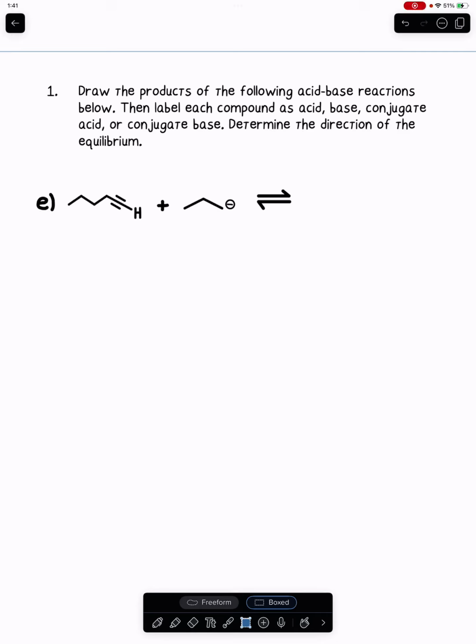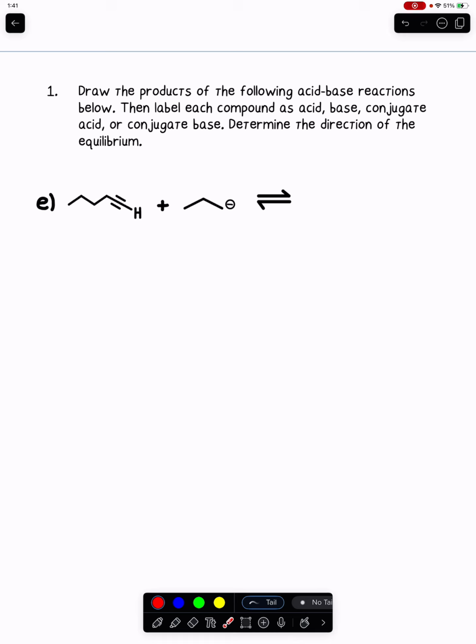In this example here, just like the last four, we are being asked to draw the products of the following acid-base reactions. Then we're going to label each compound as an acid, a base, a conjugate acid, or a conjugate base. And then we're going to determine the direction of the equilibrium. All right, so just like the last examples, let's figure out which species here is the base and which one is the acid.